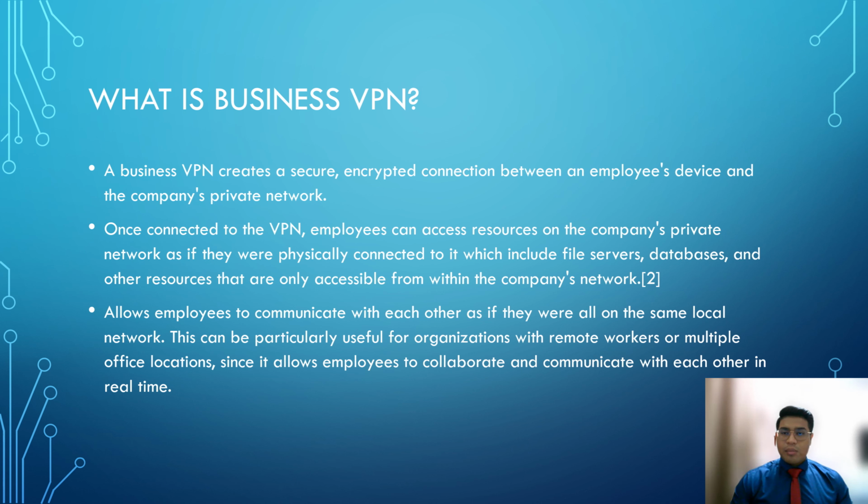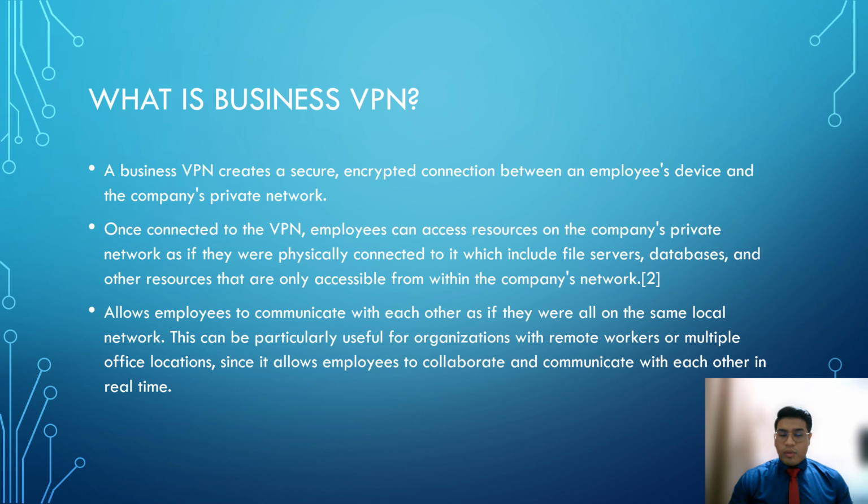The encrypted connection provided by a business VPN helps protect the data transmitted between the employee's device and the company's private network. This is to make sure that it remains confidential and secure. It also protects the employee's data and privacy while they are connected to the internet, since their internet traffic is routed through the secure VPN server rather than being directly exposed to the public internet.